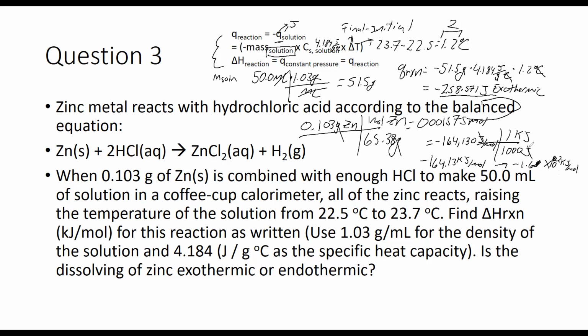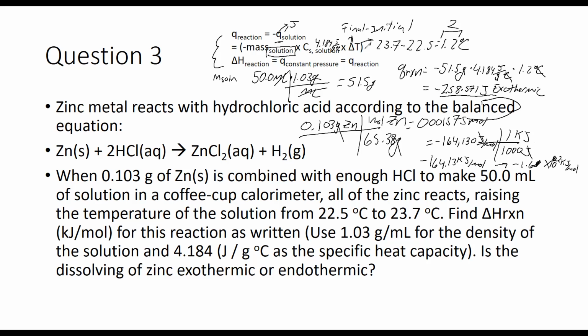And that's how we can work out one of these delta H equations where we dissolve a solid. Here we're dissolving an acid, but you dissolve a solid. You figure out how much solution you have. You figure the weight of the solution. And with the temperature change of that solution, you can figure out the enthalpy of a reaction. So it's exothermic because it's negative. Yes, the system is losing heat.